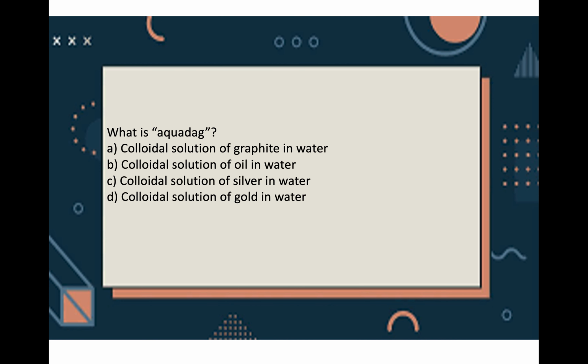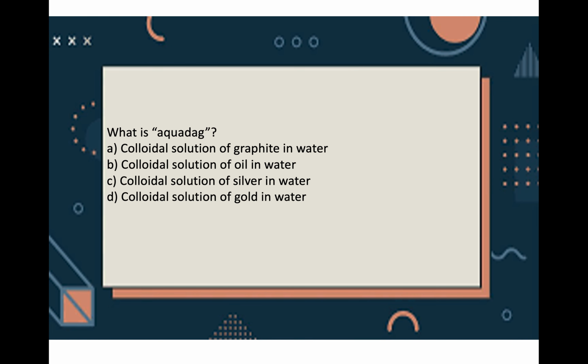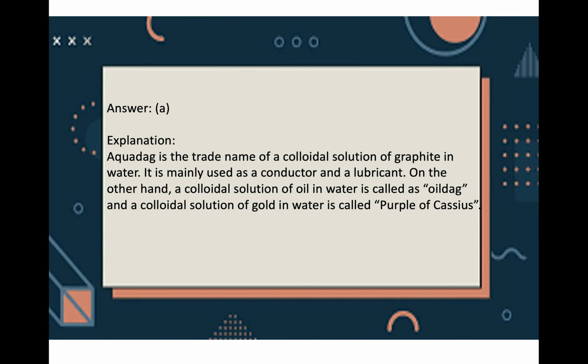Next one, what is aquadag? A. Colloidal solution of graphite in water. B. Colloidal solution of oil in water. C. Colloidal solution of silver in water. D. Colloidal solution of gold in water. So, choice A, that is colloidal solution of graphite in water. It is mainly used as a lubricant, conductor and so on. On the other hand, a colloidal solution of oil in water we call oil dag, and a colloidal solution of gold in water is known as purple of Cassius.